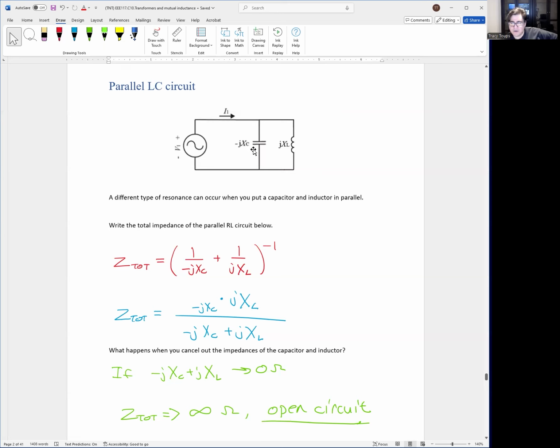Here, they're kind of canceling each other out, but what they're really doing is the capacitor and inductor are tuned perfectly together so that they don't need any energy from the source. From the source's standpoint, it looks like an open circuit because there's no current flowing to the capacitor or inductor. So circuit-wise, it's an infinite impedance or an open circuit, right?